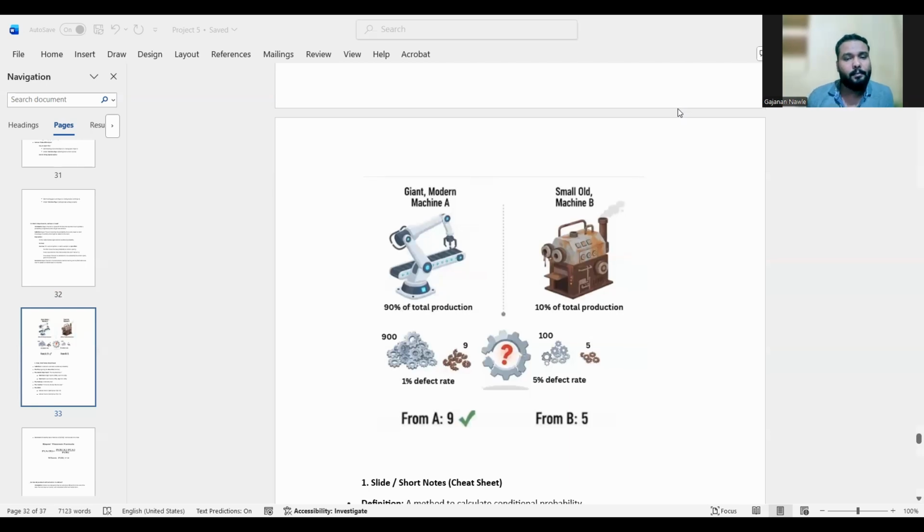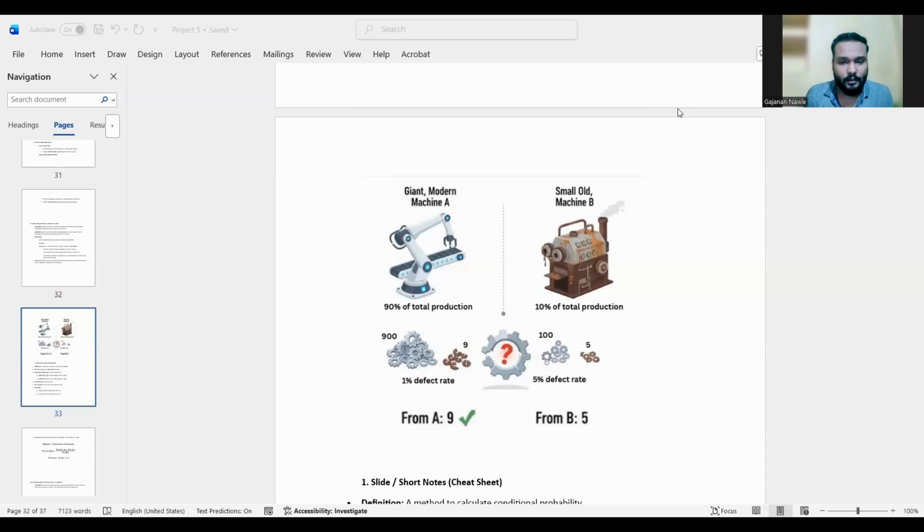Here is the test. Imagine I walk onto a factory floor and I pick up a random part off the conveyor belt and I see that it is defective. So the question is, which machine did this broken part come from? You might probably say that it came from machine B. And why? Because machine B is the bad machine. It breaks the stuff all the time.